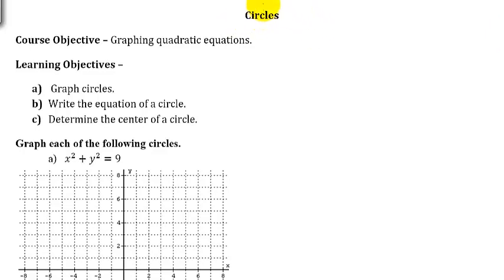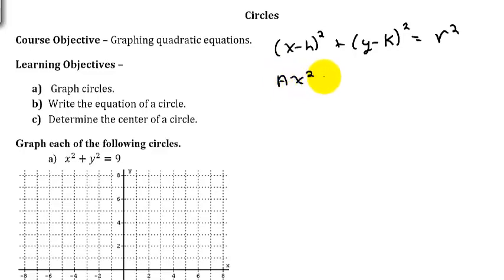This lecture video is about circles, and there are two forms for the equation of a circle that we're going to look at. The first one is the quantity x minus h squared plus y minus k, the quantity squared, equals r squared. The second one is ax squared plus by squared plus cx plus dy equals e.